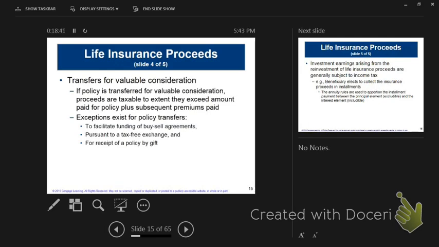All right. This is kind of talking about the same thing when we're talking about cashing it out early for any type of valuable consideration. Anything above what you put into it, again. If you cash in any type of life insurance and you get value beyond what you put in, you're going to have to pay tax on it.